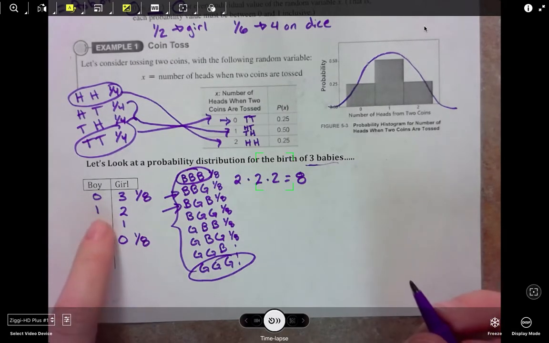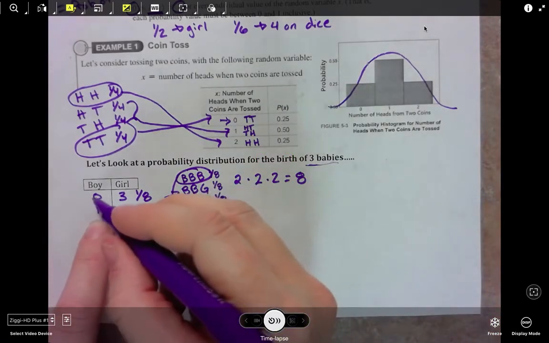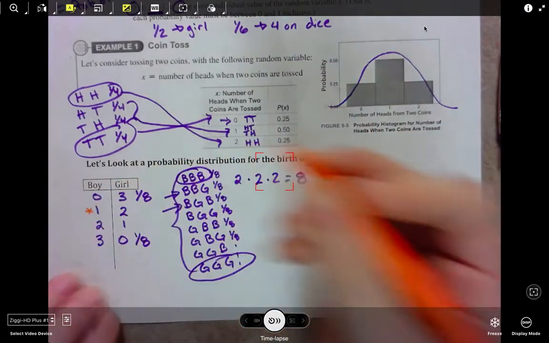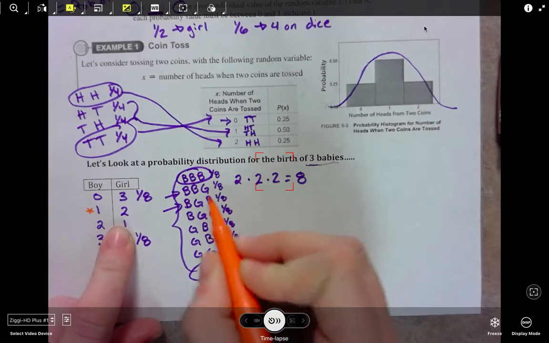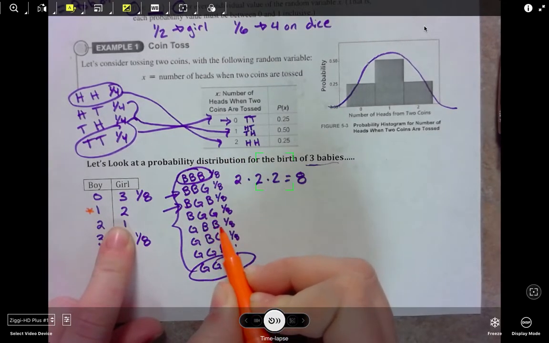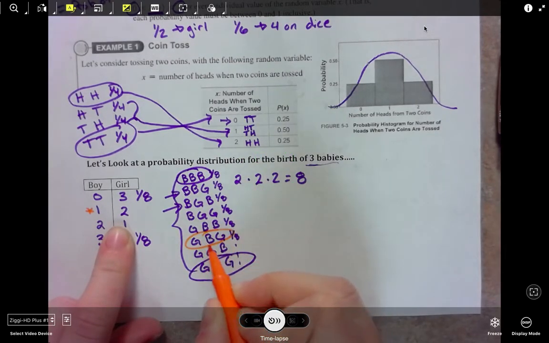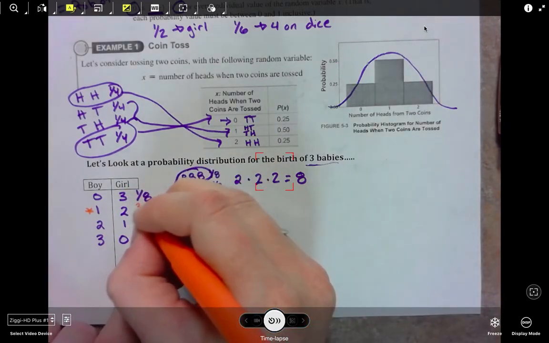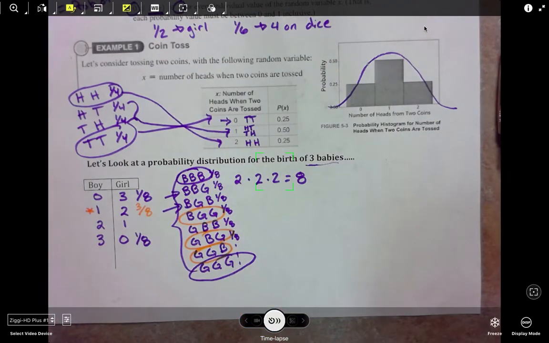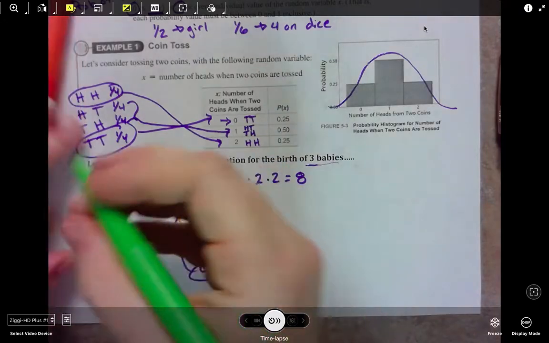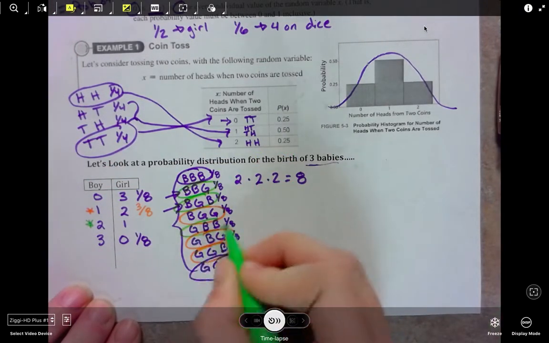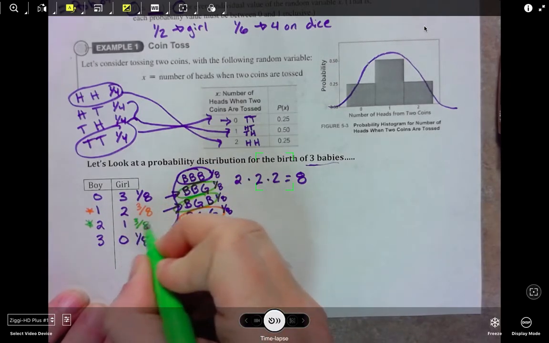Now if we look at the rest of these, the times that I'm going to get one boy and two girls, I'll put this in a different color, is if I have one boy, two girls, one boy, two girls, one boy, two girls. That's three-eighths of the time I'm going to get one boy, two girls. And two boys, one girl, as a probability, happens here, here, and here. That's another three-eighths of the time.